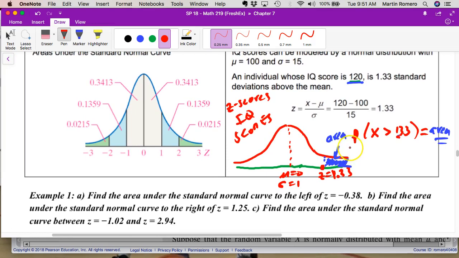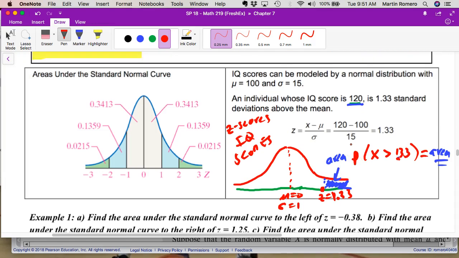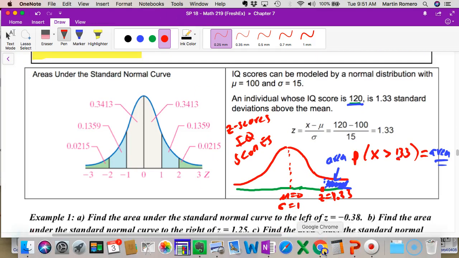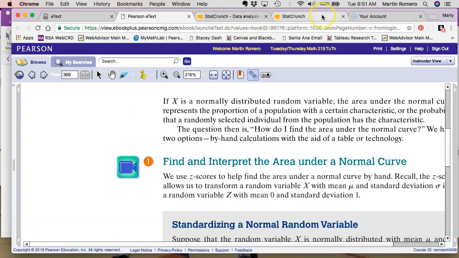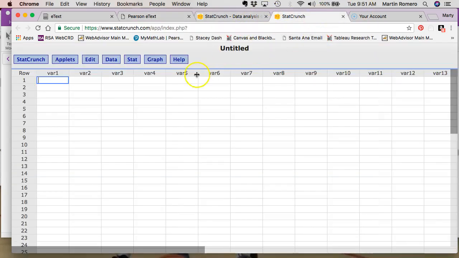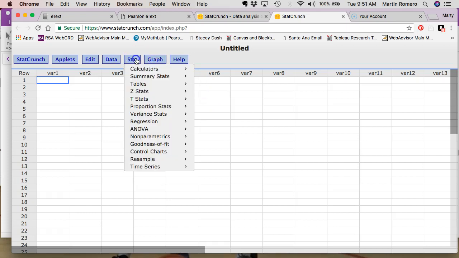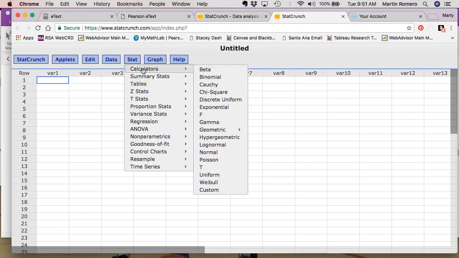To answer that question, there is a complex formula, but we're not going to use it. We would go to StatCrunch. Your StatCrunch should be open. I should have warned you beforehand. Pause if you need to do that. To answer that question, there's a normal calculator.